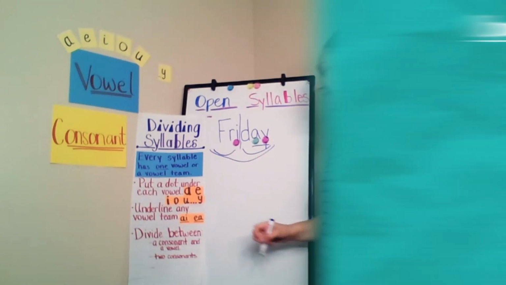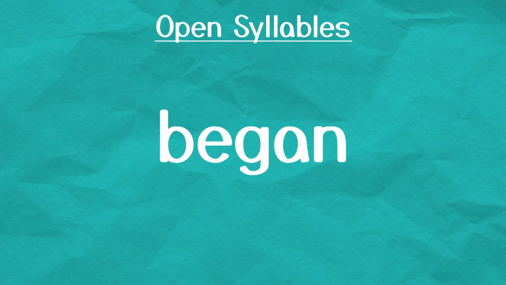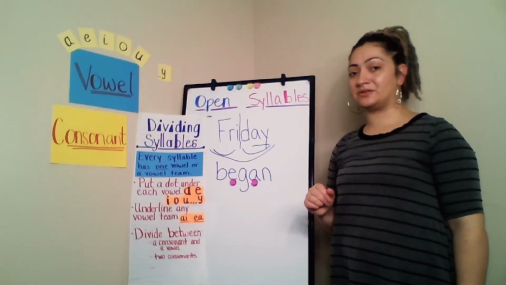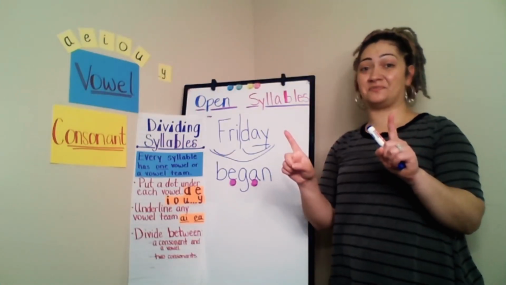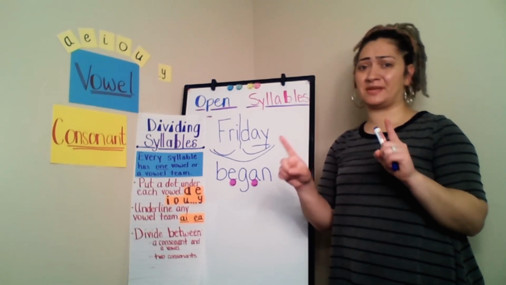Let's try another word, scholars. We're going to write B, E, G, A, N. Once you have that down, go ahead and put a dot under each vowel. I see two vowels, an E and an A. I also notice that those vowels are not together. They are separated. So they're each going to make their own sound.